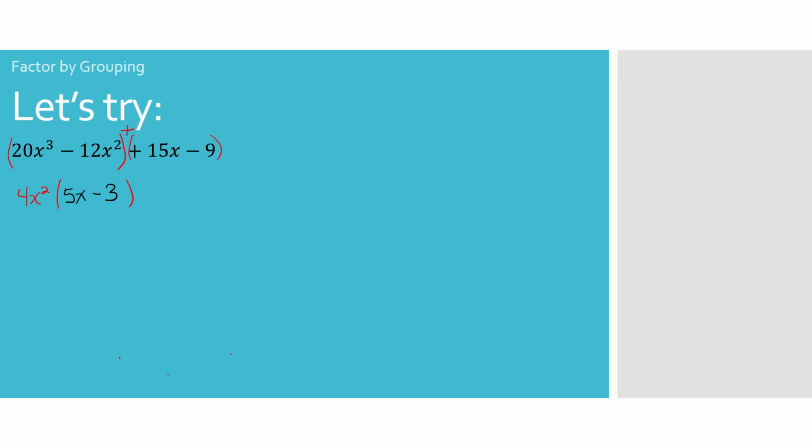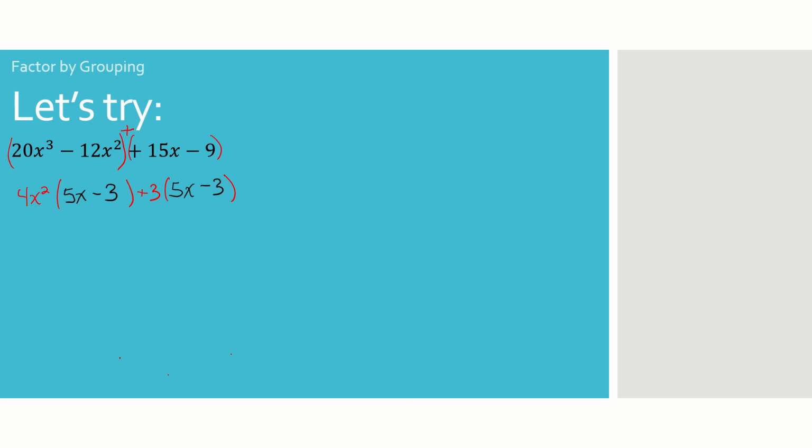Now I'm looking for the GCF of my second group. Well, the GCF of that group, 15x minus 9, is going to be positive 3. I need to make sure that I'm writing that sign here, plus 3. Positive 3 is our GCF we're going to factor out. So I'm going to now factor that out. 15 divided by 3 is 5. We had an x, didn't take an x out, so it's still there. Negative 9 divided by 3 is negative 3.